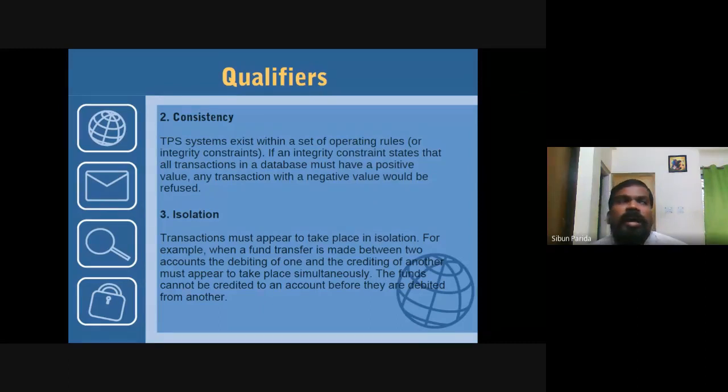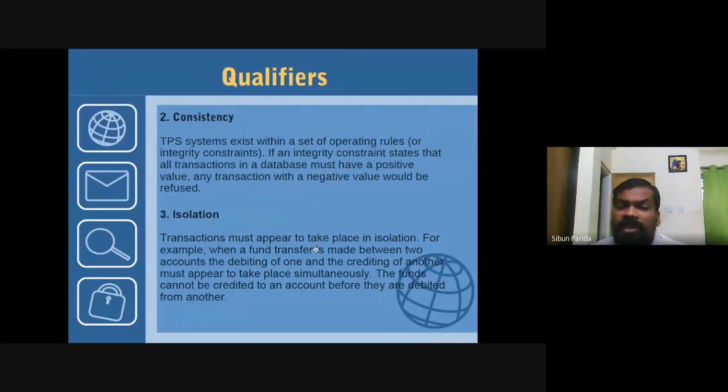Consistency means, suppose my earning is 10,000. Can you say something like my earning is minus 2,000? You can't say that. Earnings cannot be negative. Always positive. It may be zero, but it can't be minus. So that's why when you are storing the data, you should be consistent. The transactions should be consistent transactions.